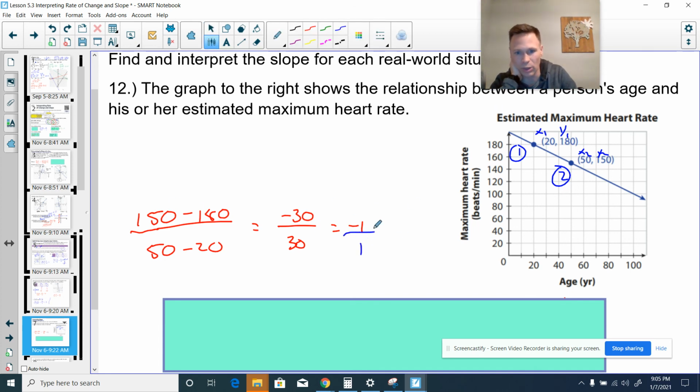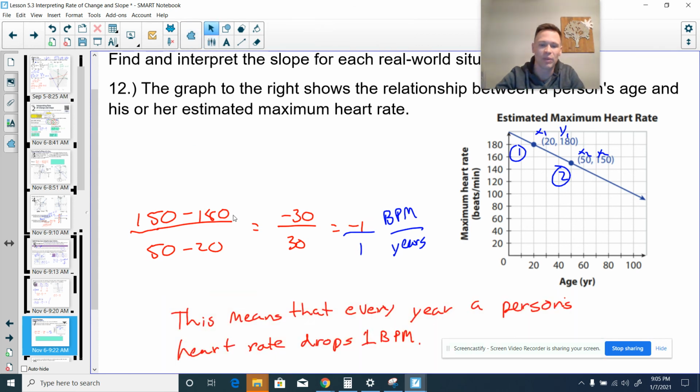What does my numerator represent? It represents my y values, which is beats per minute, right? And what does the denominator represent? Well, it represents my age in years. So let's just say years. What that means is my beats per minute go down for every single year. So beats per minute goes down by one for one single year. And that's exactly what I have down here. This means that every year a person's maximum heart rate drops 1 beat per minute.